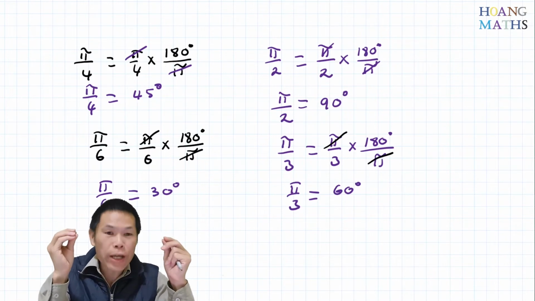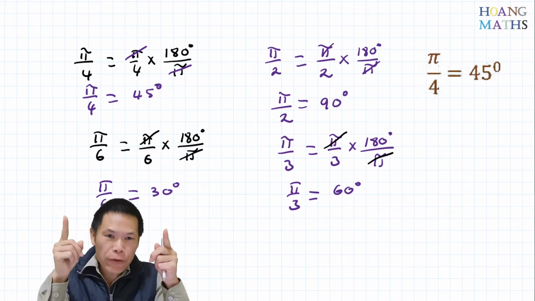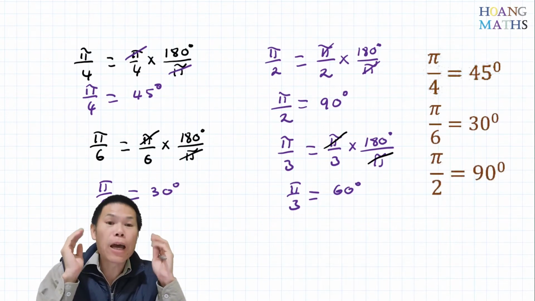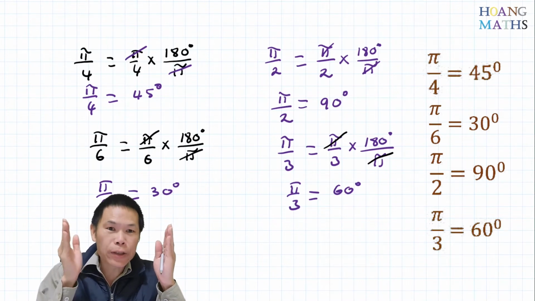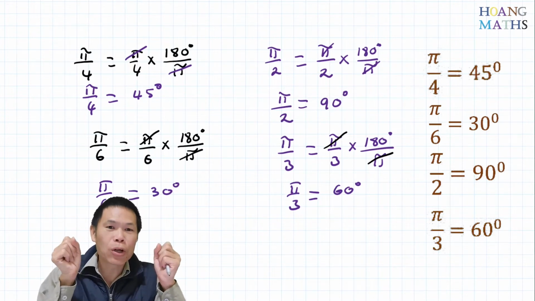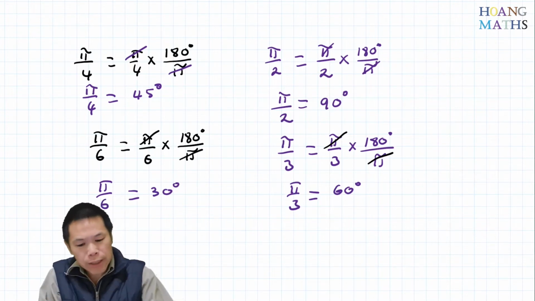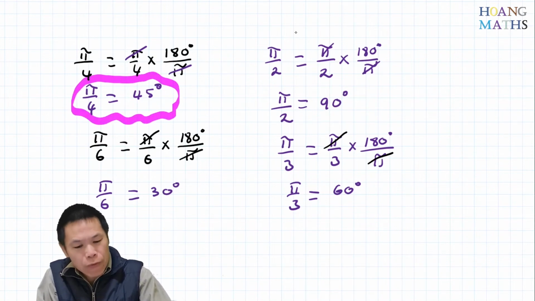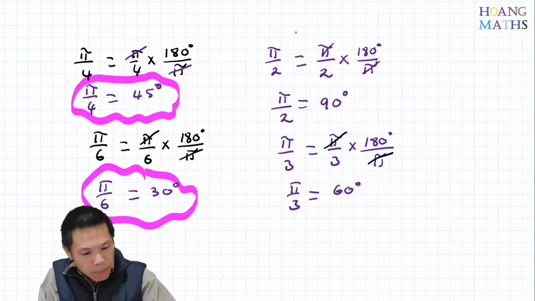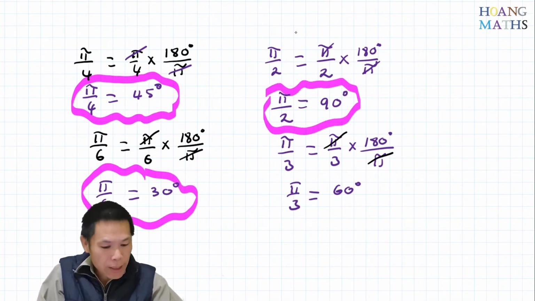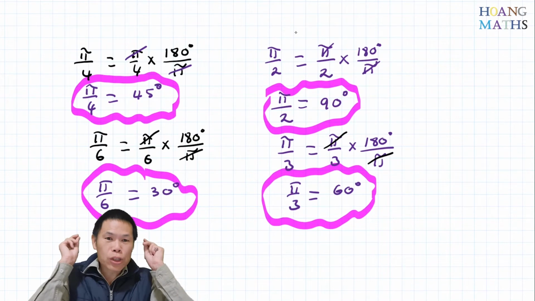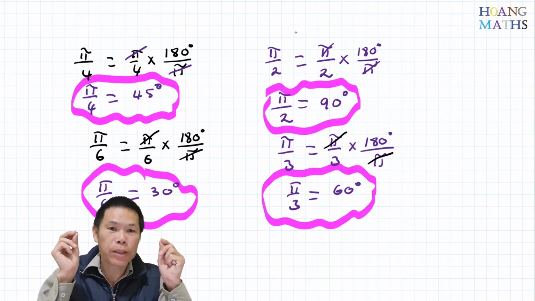Please take note, okay? This is quite important, because pi over 4 is 45 degrees, pi over 6 is 30, pi over 2 is 90 degrees, and pi over 3 is 60 degrees. If you can remember these following angles or radians, that'd be fantastic, because we're going to use this all the time. Let me repeat. Pi over 4 is 45 degrees. Pi over 6 is 30 degrees. Pi over 2 is 90 degrees. And last but not least, pi over 3 is 60 degrees, because these angles and radians are quite common. We use them all the time.